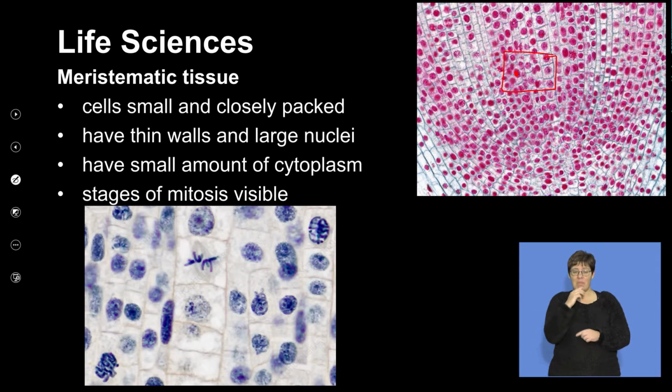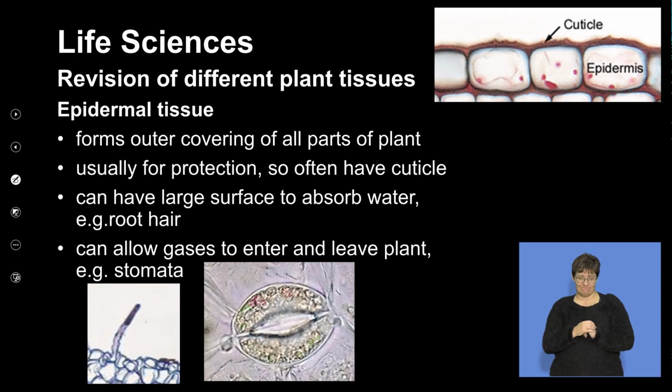That's a giveaway. Then the next giveaway, and this picture here is an enlarged version of the picture here, but it looks a different color because it's stained with a different stain. And if you have a look, you can see that that cell is busy undergoing a stage of mitosis. So those are the 2 things you look for: stages of mitosis, and closely packed cells.